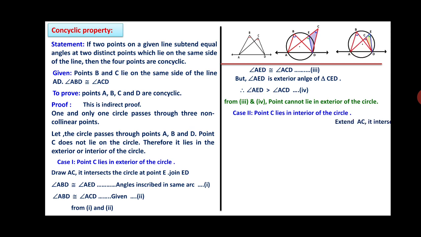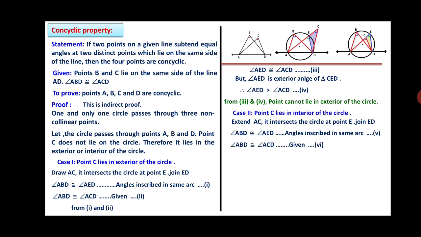This is the figure. So, extend AC. It intersects the circle at point E. Join ED. Angle ABD is congruent with angle AED. Angles inscribed in the same arc again. Statement number 5. Angle ABD congruent with angle ACD. It is given, statement 6. Angle AED is congruent with angle ACD, 7, from 5 and 6.